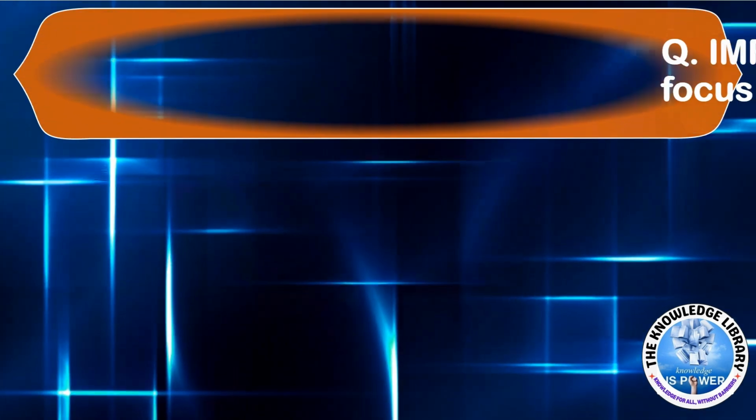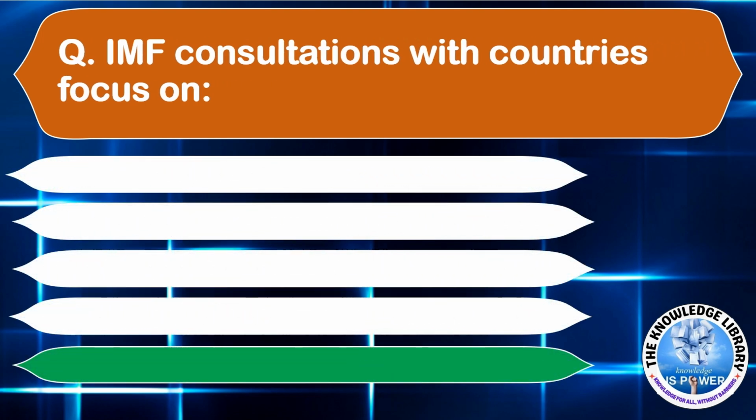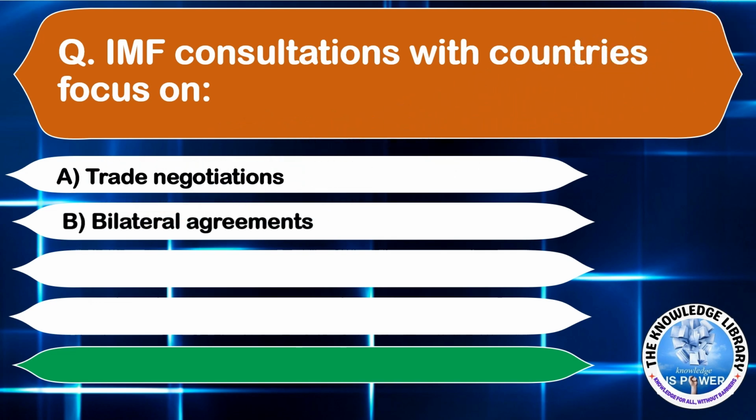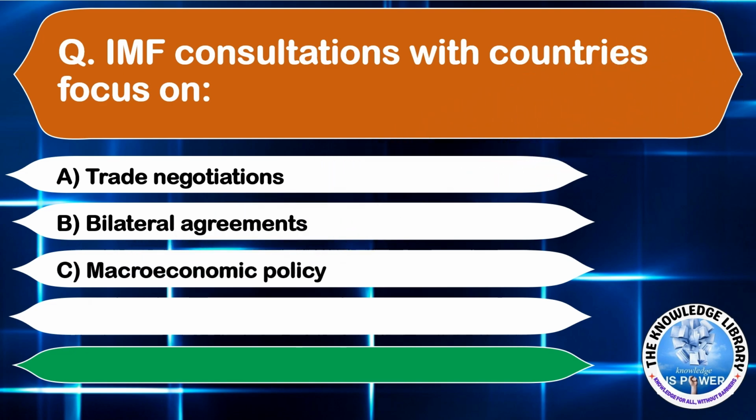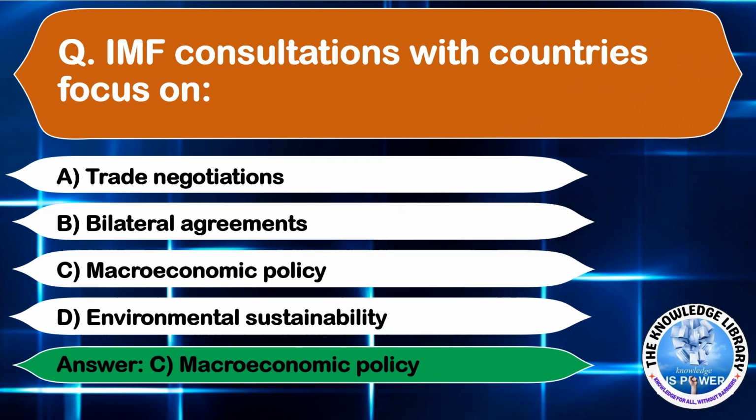The next question is, IMF consultations with countries focus on option A, trade negotiations, option B, bilateral agreements, option C, macroeconomic policy, option D, environmental sustainability. Answer is option C, macroeconomic policy.